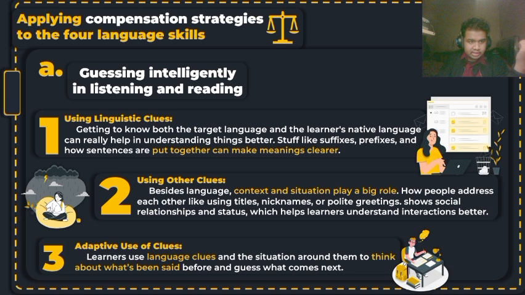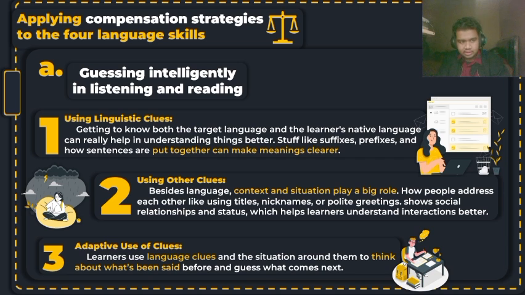Second, using other clues besides language, context, and situation can play a big role. How people address each other, like titles, nicknames, or polite greetings, shows social relationships and status, which helps learners understand interactions better. Nonverbal cues such as tone, facial expression, and body language can help show what someone really means, like picking up on an insult even if the exact words are vague. The way a text is organized, with an introduction, conclusion, and transitions, and visuals like charts or images, helps highlight the important ideas and details.